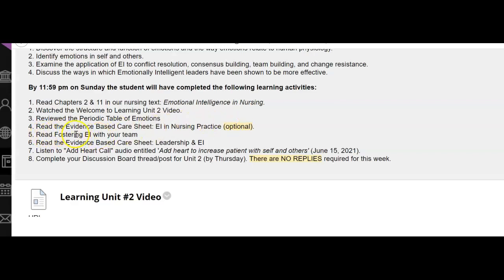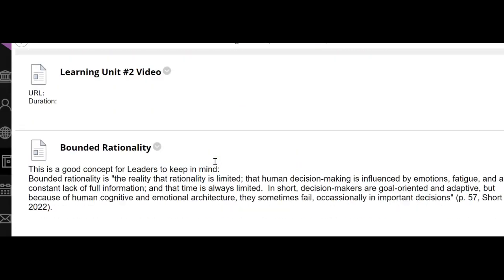Read Rose Sherman's Fostering EI with Your Team. Listen to an Add Heart call and complete your discussion board post. There are no replies required this week. Most of the weeks I'm going to stop with some of the replies unless I think they're really super beneficial. But I do ask that you still post by Thursday. So even if you're not replying, I know that we do enjoy and learn from one another. So please do read some of your classmates. That's why I'm still asking for Thursday.